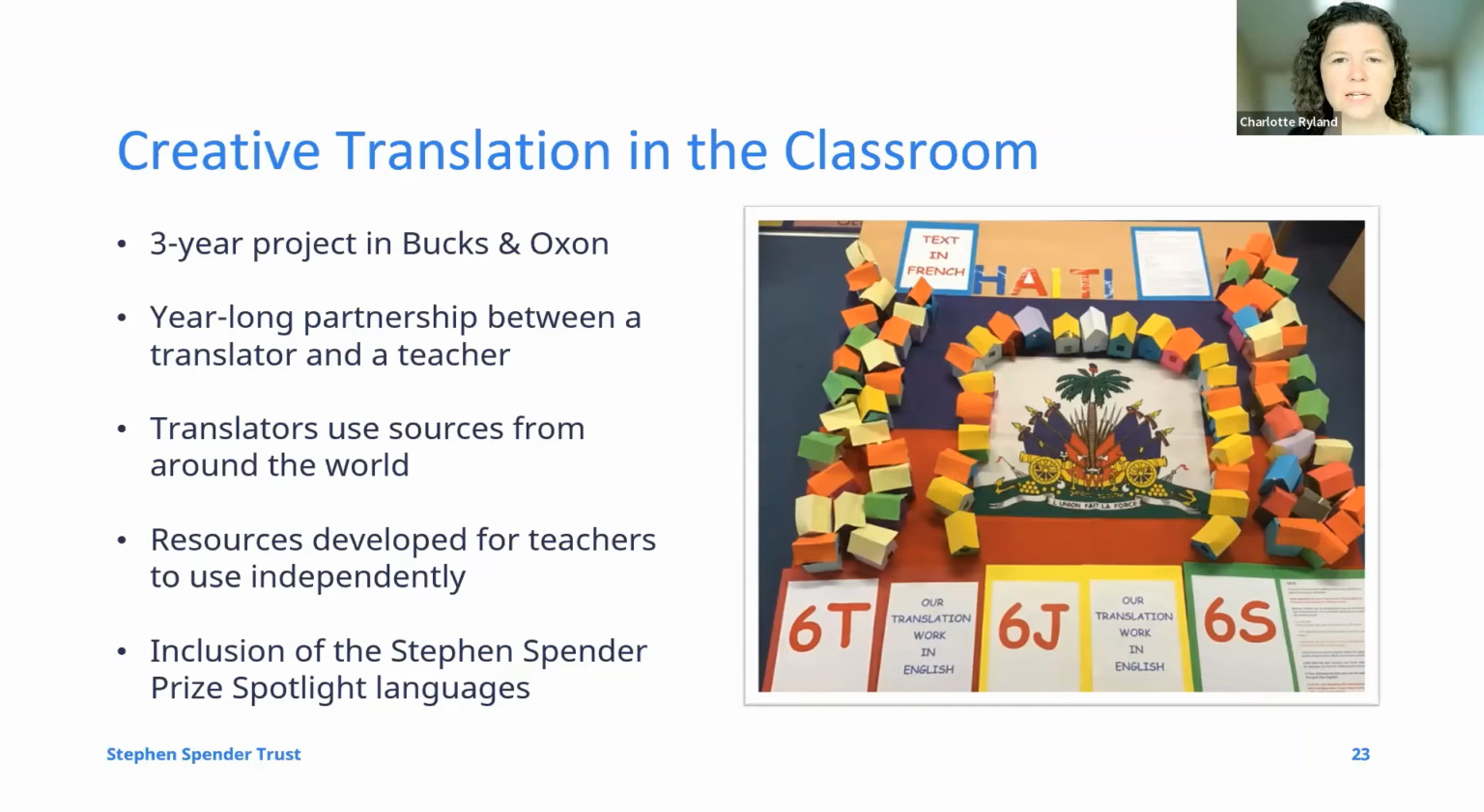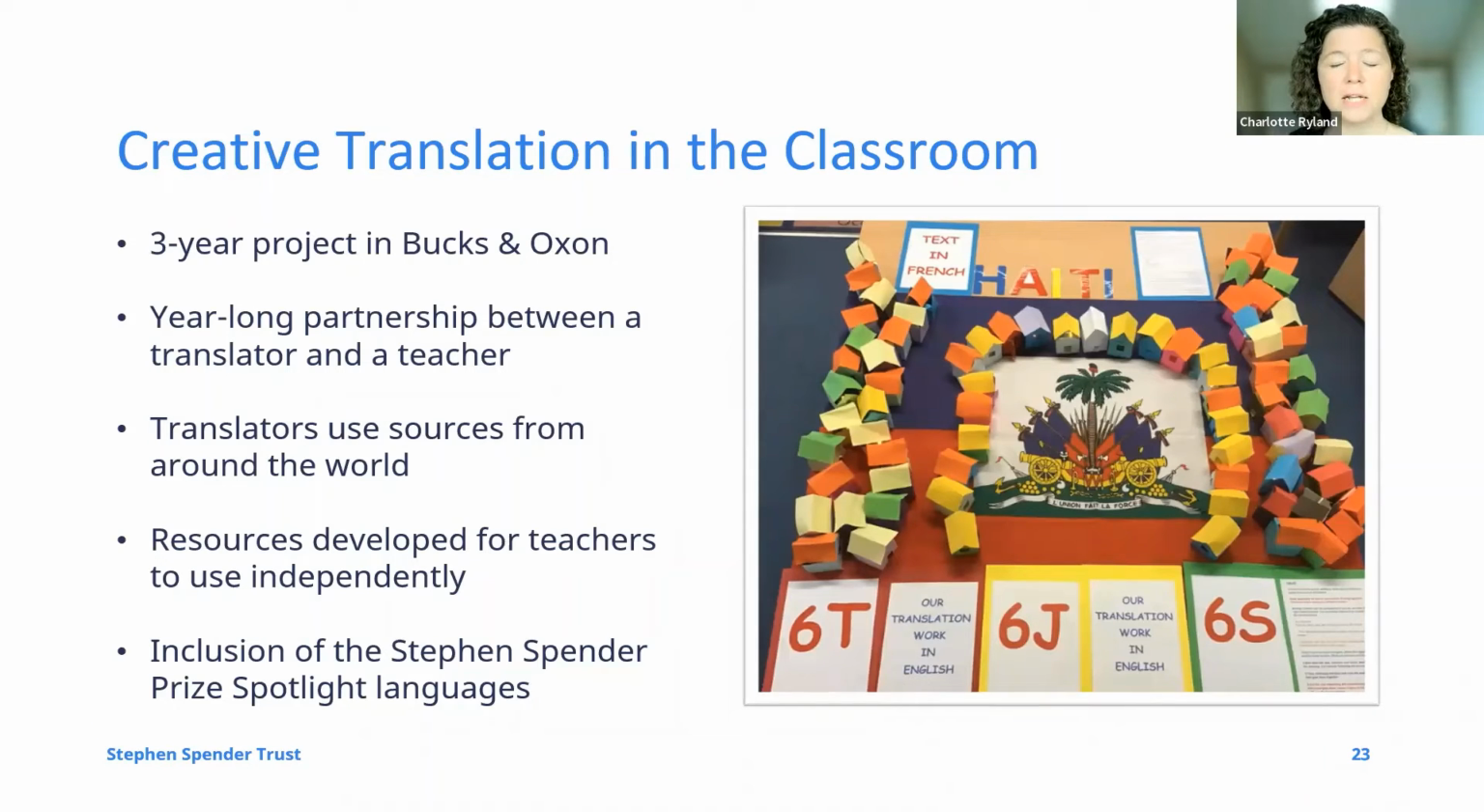And really what creative translation in the classroom does is it brings together everything that I've been talking about so far. So translation workshops, translators delivering workshops, teachers delivering workshops, and the Stephen Spender Prize. It is a year-long partnership between a translator and a teacher, but the aim is that there's a gradual move from the translator delivering the activities to the teacher delivering the activities.